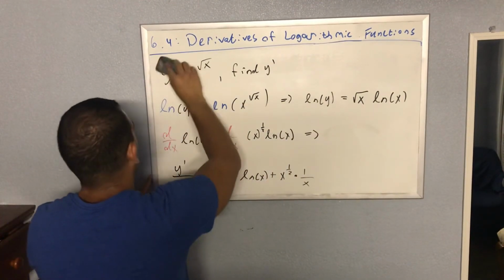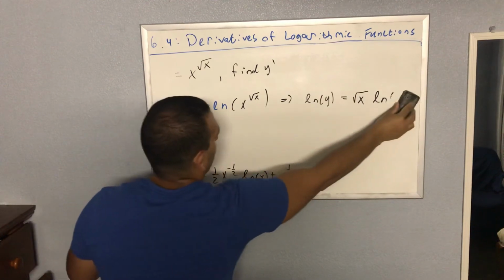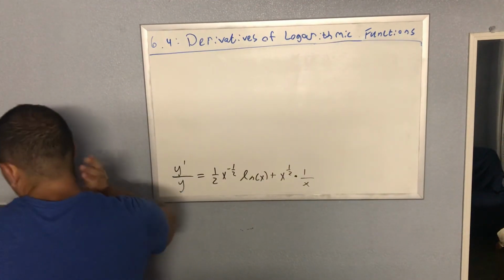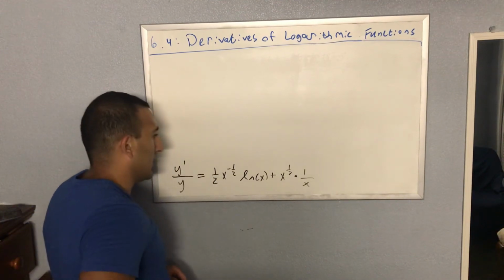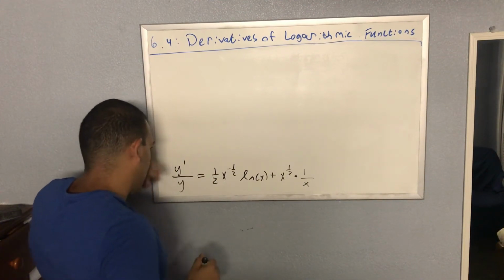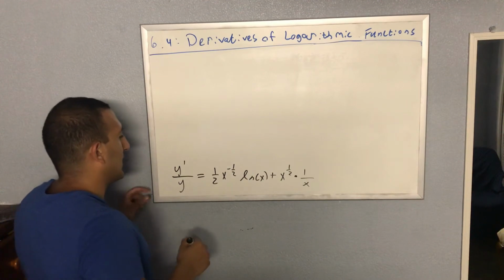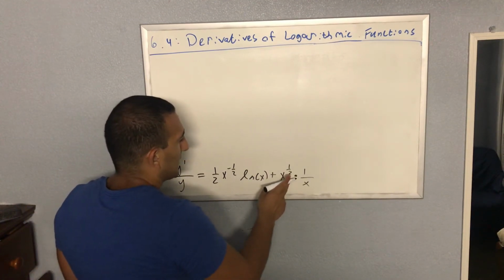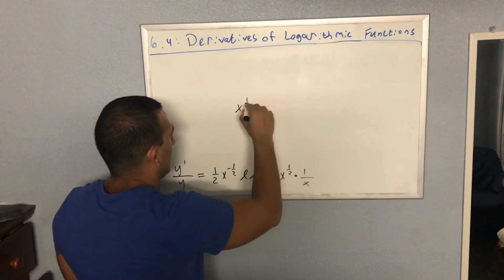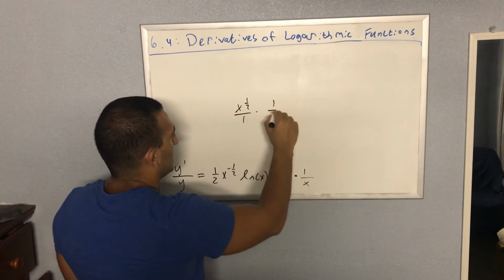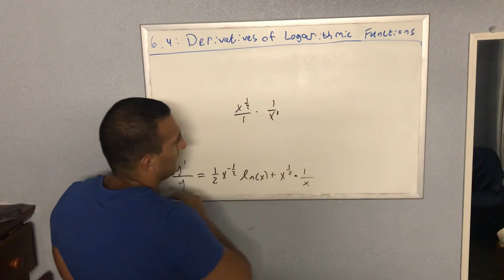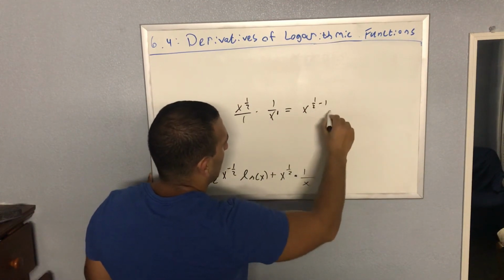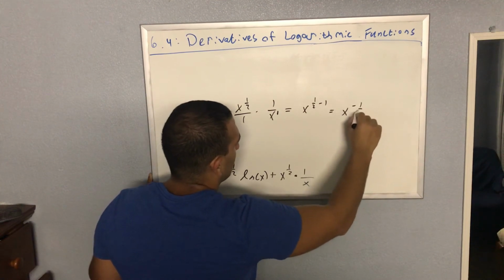Okay, and so now you get a little bit of simplification, but not much. So this x to the 1/2 is like over 1 times 1 over x. This is like to the first power, right? So this is really like x to the 1/2 minus 1, which is x to the minus 1/2.